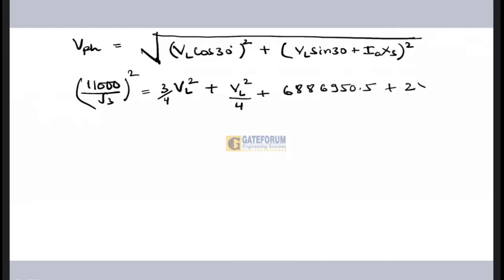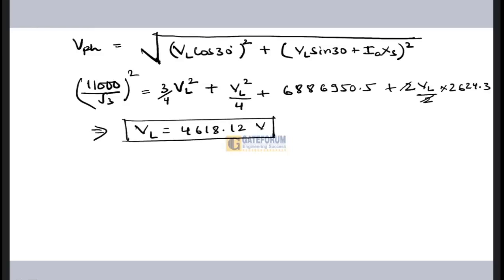Then a square plus b square plus 2ab. So 2a is VL, sin 30 that is half. So 2a into b, where b is IA into XS. So this and this will get cancelled. IA into XS is 2624.3. Okay, so if you solve this, you'll get VL equal to 4618.12 volt.